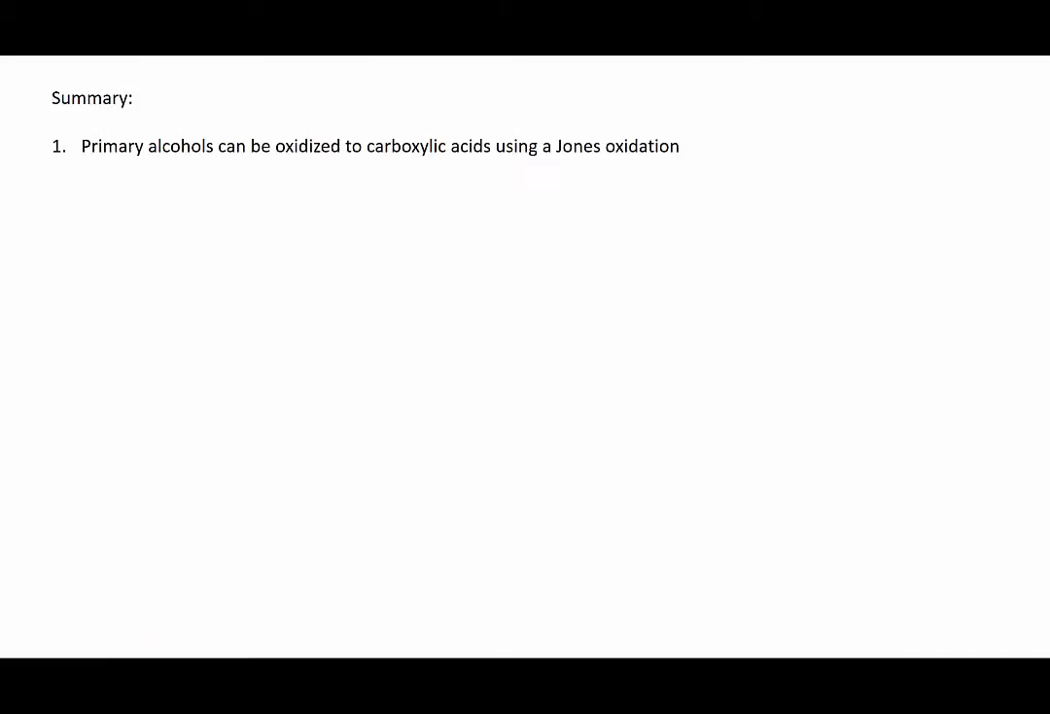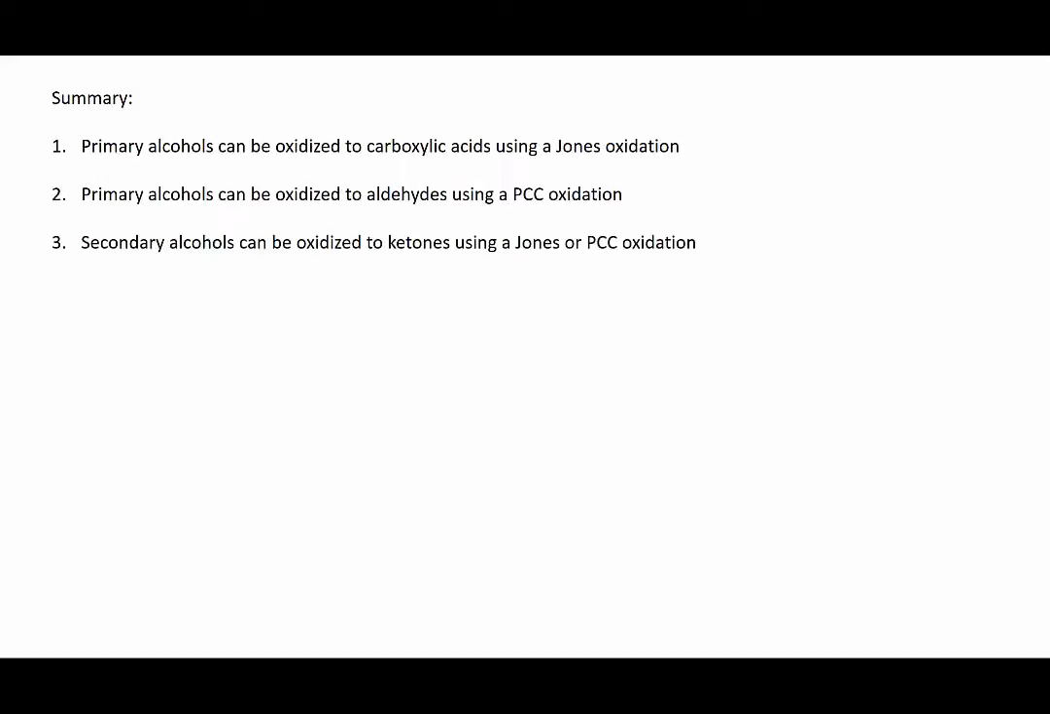To summarize, primary alcohols can be oxidized all the way to carboxylic acids using a Jones oxidation. If we want to stop at an aldehyde, we would use a PCC oxidation. Either one of these two conditions can be used to oxidize a secondary alcohol to a ketone. However, a tertiary alcohol just can't be oxidized because there's no hydrogen that can be eliminated to form our new double bond.